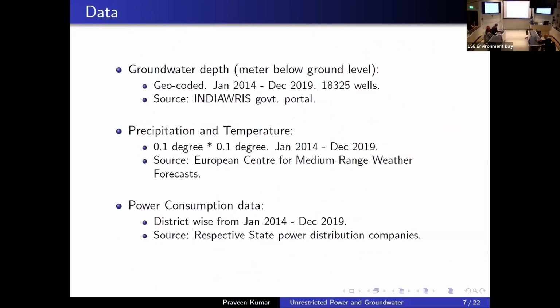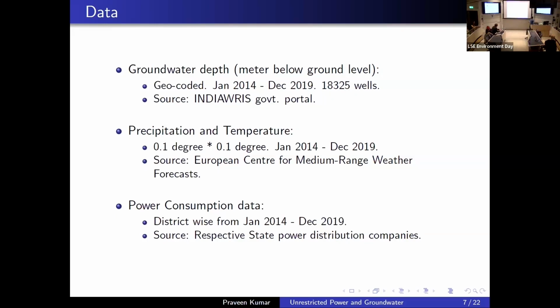So we use groundwater depth data from the India Water Resource Information System, which is the government water data. These are geocoded in terms of latitude and longitude, and the data is from January 2014 to December 2019. There are 18,325 wells in Telangana and 4 neighbor states.